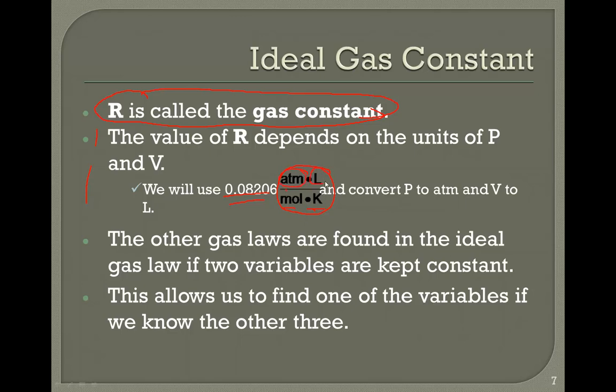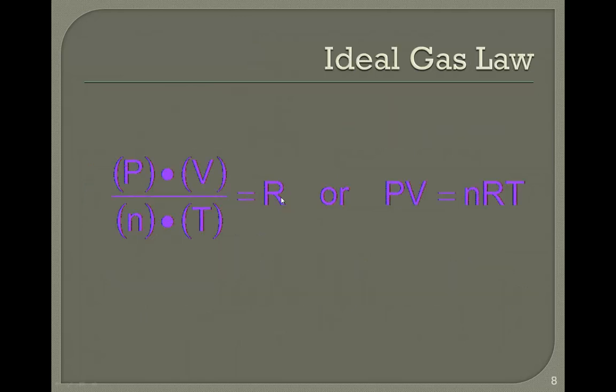The other gas laws are found in the ideal gas law if two variables are kept constant. This allows us to find one of the variables if we know the other three. So here we are. That's what I said before. If we relate all of them together, it's going to come out to be a constant number each time. And then we end up rearranging the equation so that it's a little bit less awkward, and it's PV equals nRT.